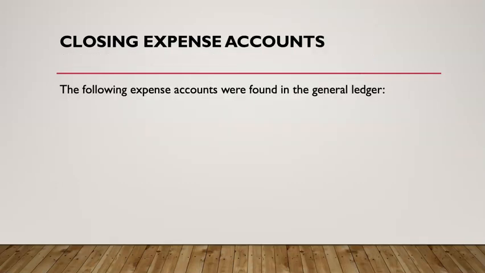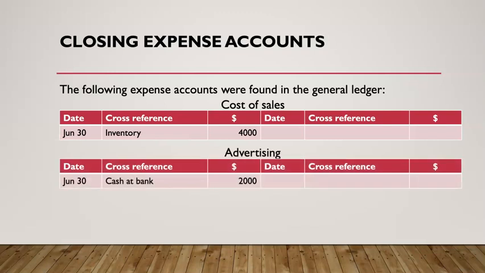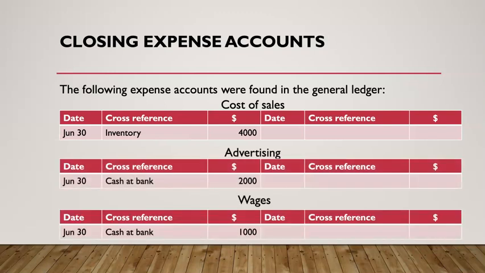We now can close expense accounts. Let's say the same imaginary business has 3 expense accounts, 3 types of expenses over the period. These being costs of sales, advertising, and wages. If you look at these, there has been $7,000 of expenses in this period. They've all been recorded as debits because we know an expense that increases is a debit, thinking about PEARLS.